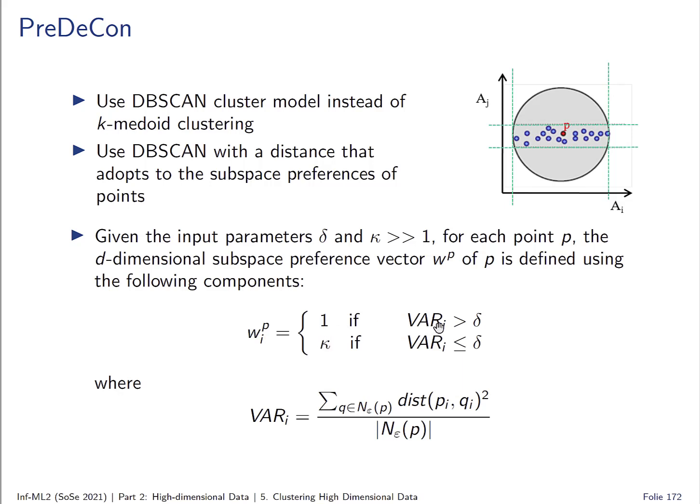It is 1 if the variance is greater than delta, meaning that we have a high variance, so it's probably not so relevant. And it is kappa, which is much greater than 1, if the variance is smaller than delta. So delta is the threshold deciding about not so relevant features. Those are weighted by 1, and those features that are considered relevant are weighted by kappa. The variance used with this threshold delta is the variance along the corresponding feature.